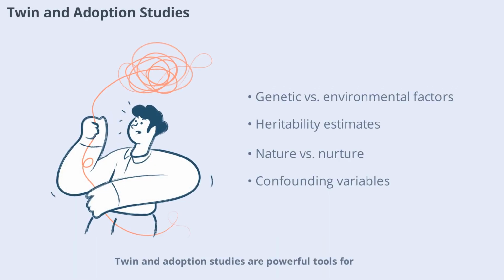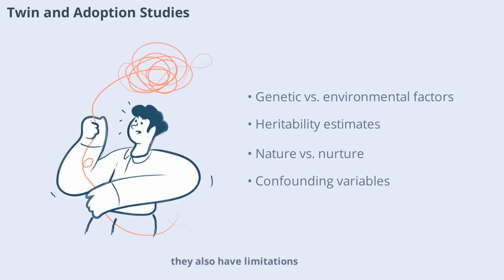Twin and adoption studies are powerful tools for understanding the genetic and environmental influences on abnormal behavior. By comparing identical and fraternal twins, or adopted children with their biological and adoptive families, researchers can estimate the heritability of mental disorders. These studies have provided key insights into the roles of nature and nurture in conditions like schizophrenia and depression.